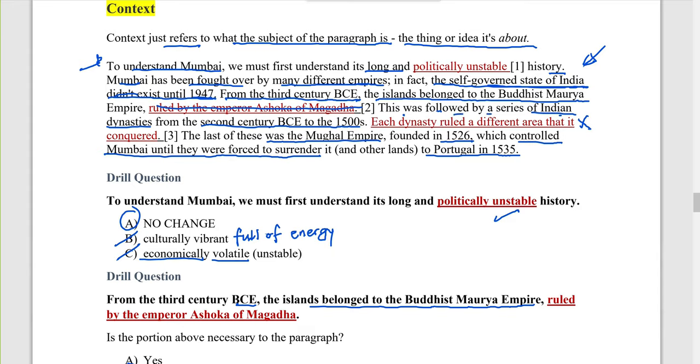This was followed by a series of Indian dynasties from the 2nd century BCE to the 1500s. The last century was the Mughal Empire, founded in, you understand my point?